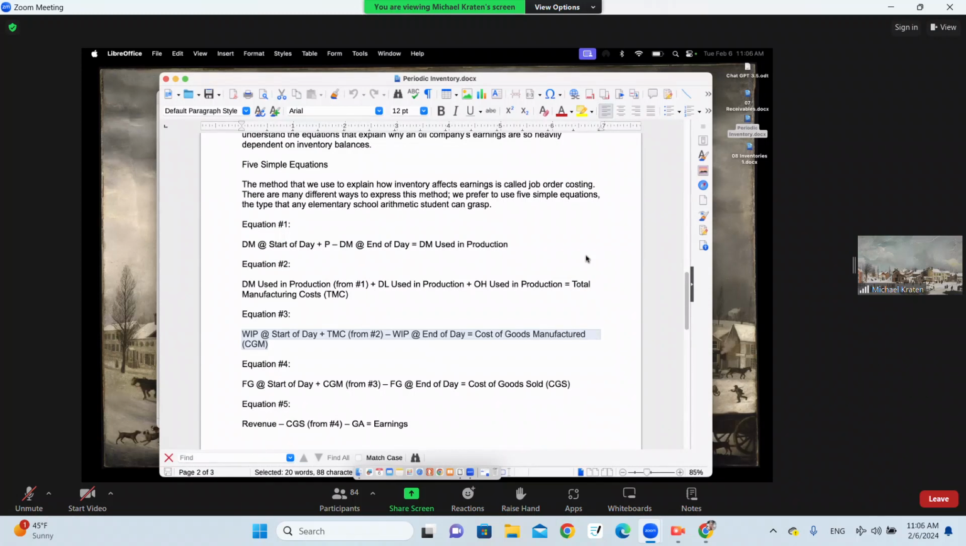I actually do not like the acronym cost of goods manufactured. I would prefer the acronym cost of goods finished. Okay. Unfortunately, I'm not the king of accounting, so I cannot simply change that acronym. But the cost of goods manufactured, CGM, is really the cost of goods finished.